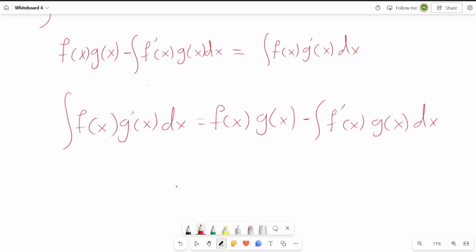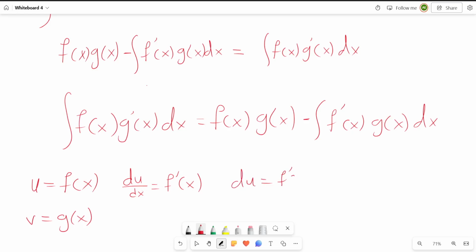Now, what I'd like to do is I'd like to do some substitutions. I'd like to literally name my functions different names. What I'd like to do is I'd like to say that my f of x, I'm gonna name it u, and my g of x, I'm gonna name it v. And I would like to get du by dx, which is going to be basically the differentiation of f of x, so it's f dash of x. That would give me du as f dash of x multiplying dx. I'm just multiplying this dx to the other side.